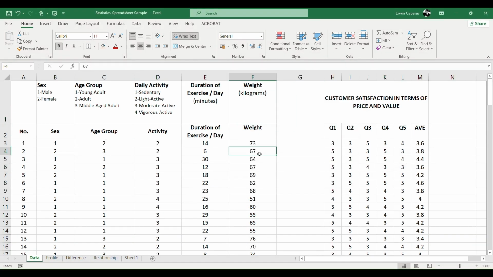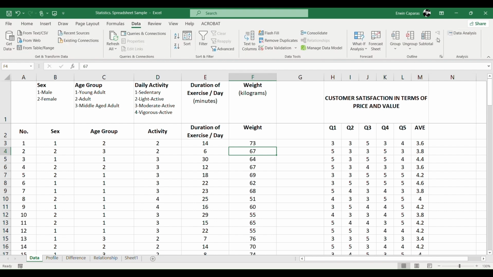Then you can close the file and reopen it, and check whether the data analysis tool is already showing on the upper right portion of the spreadsheet. This is the tool that we will be using for our inferential statistics. So that is the process of activating our data analysis tool.